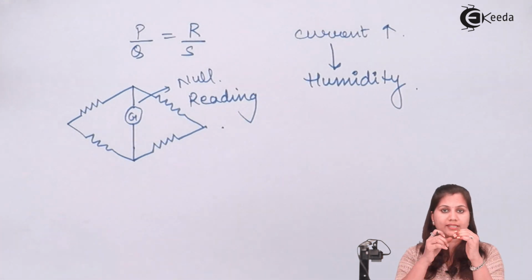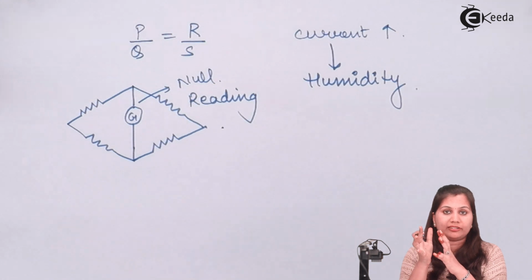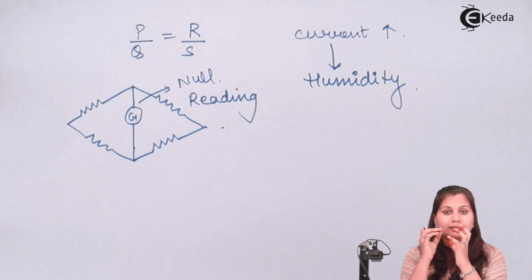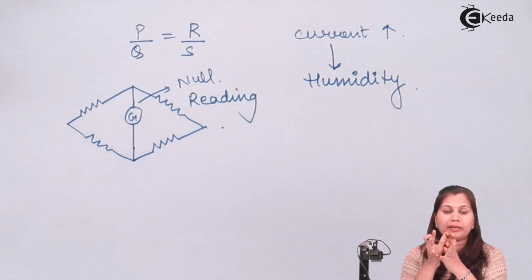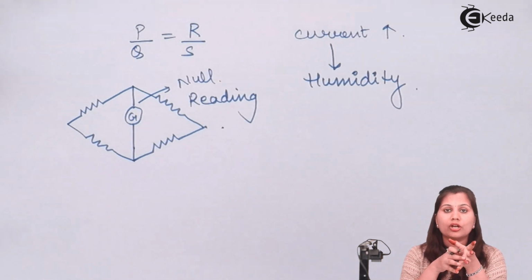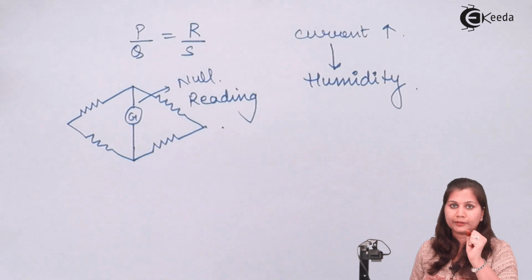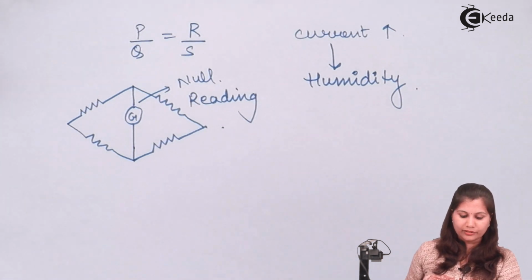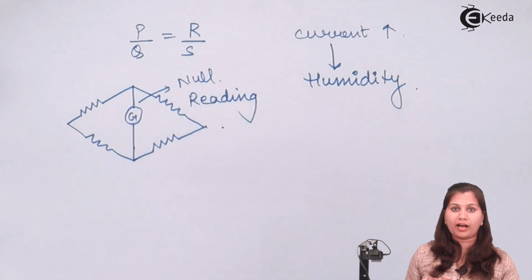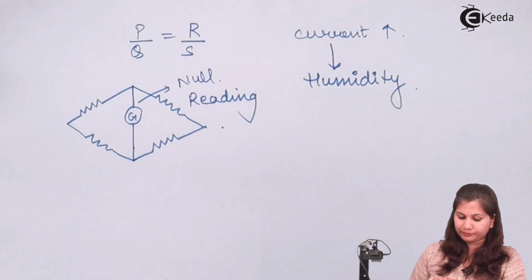Here, because we are using an indirect method, a non-electrical quantity is converted into an electrical quantity, and changes in humidity are measured by measuring the changes in the resistance, current or voltage. So it is an indirect method of measurement of humidity, and this is the resistive method. These are the resistive hygrometers where resistance changes are measured.